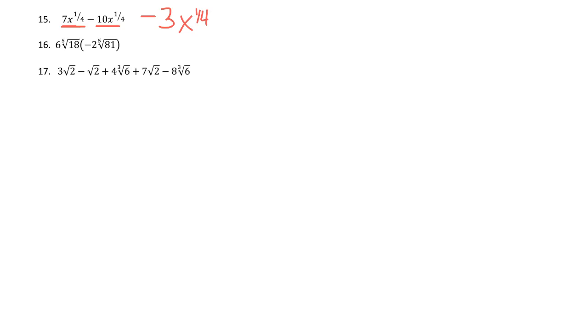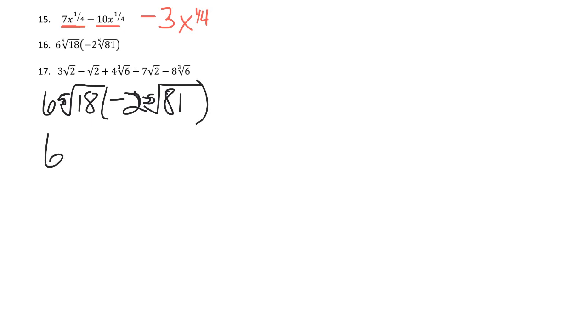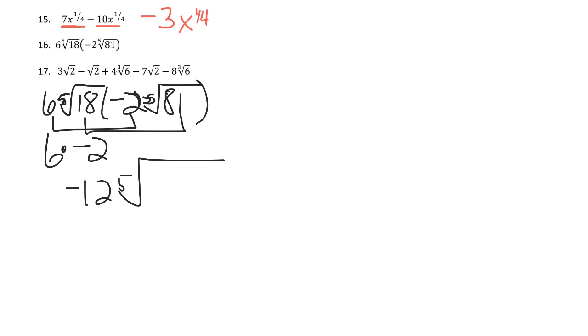Number 6 is 6 times the 5th root of 18 times negative 2 times the 5th root of 81. And so that's 6 times negative 2. We multiply those, so I get negative 12. Then we multiply 18 times 81 under the 5th root, and I'm not actually going to multiply that out. I'm going to leave it as 2 times 9. And 81 is 9 times 9.